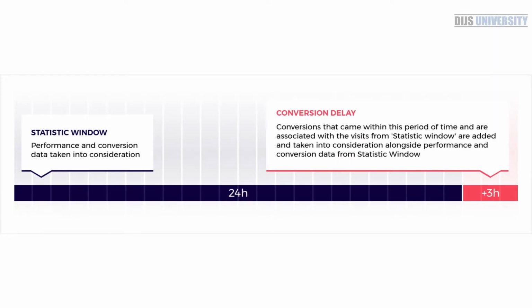So you have the statistic window, which is your performance and conversion data taken into consideration, which is usually within 24 hours. But sometimes you have delayed clicks, and we see them come in all the time on our campaigns, where we're probably paying a couple pennies the following day after we pause the campaign because of delayed clicks. So if that happens, and if we have any conversions that have come within that time frame where they're associated with the visits that are added and taken into consideration alongside performance of our statistic window, then you can set that up for an additional 3 hours or so. So we'll show you how to set that up in the next step.